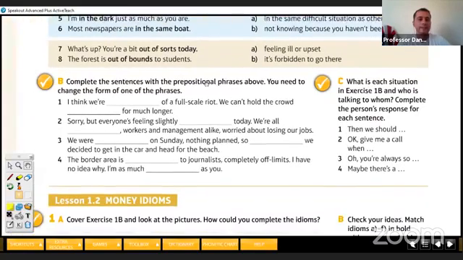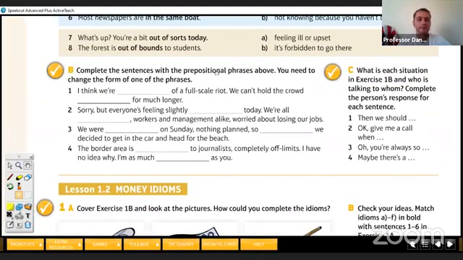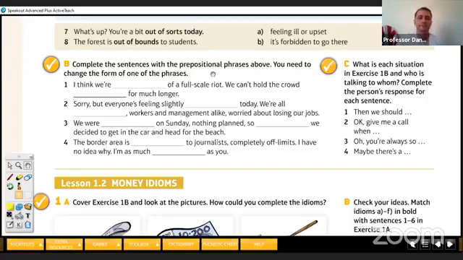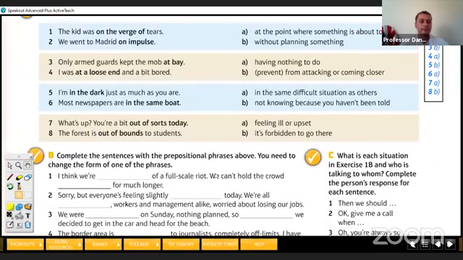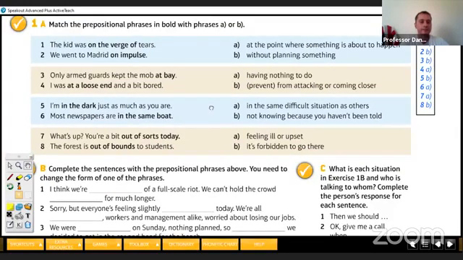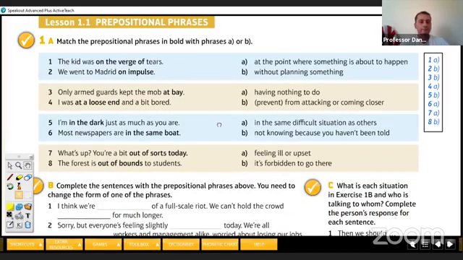Let's go to letter B. Complete the sentences with the prepositional phrases above. You need to change the form of one of the phrases. Try to remember the prepositional phrases up there. I'm going to scroll a little bit more. We have out of bounds, out of sorts today, in the dark, in the same boat, at a loose end, at bay, on the verge of, at an impasse.